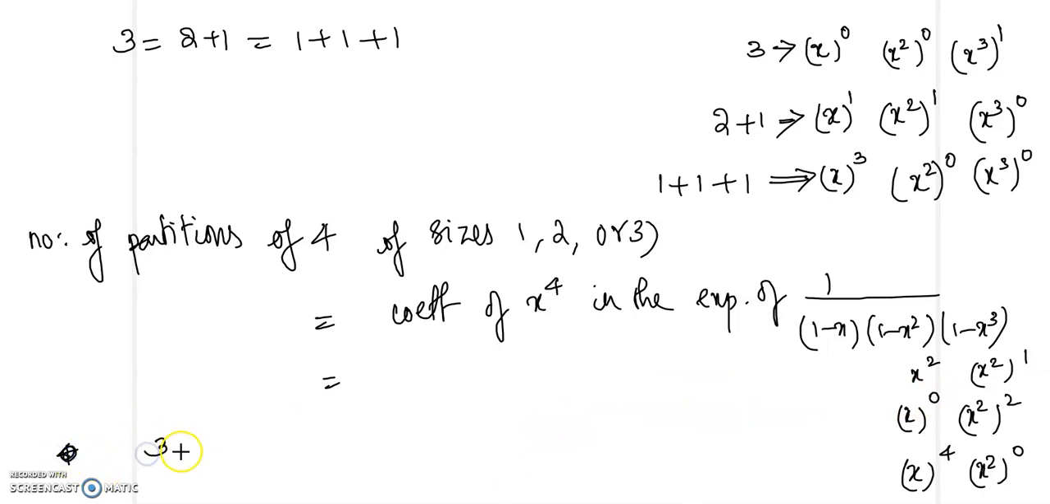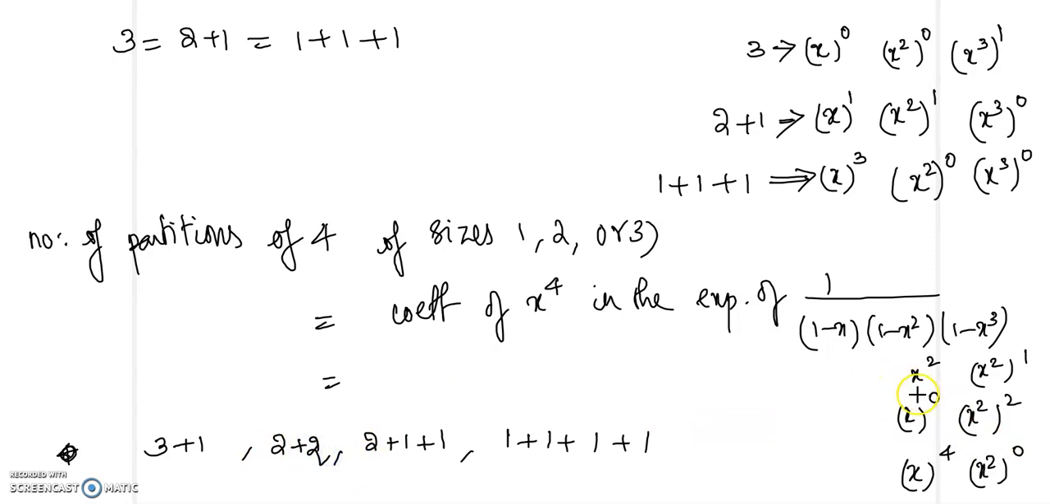So when we write the partitions of 4, we want only the partitions of sizes 1, 2 and 3. So that is 3 plus 1, then you have 2 plus 1, then you have 2 plus 1 plus 1, and then we have 1 plus 1 plus 1 plus 1. So we have missed one here. Okay, that is there.